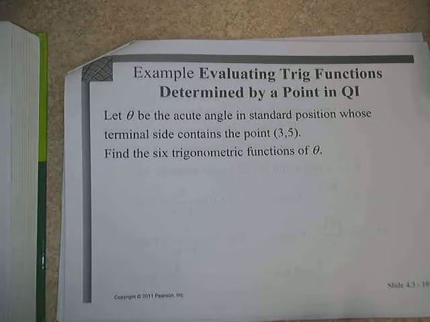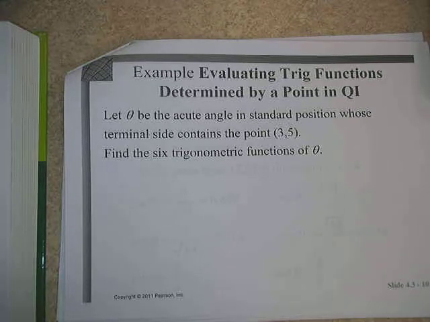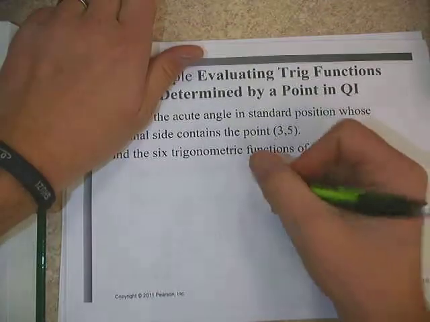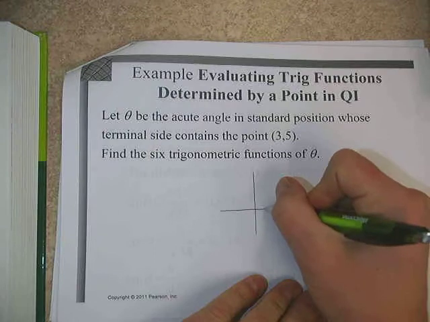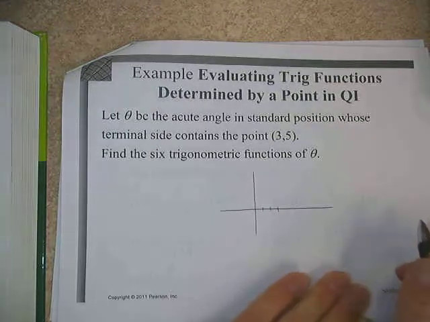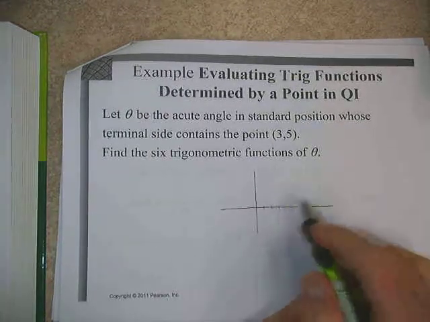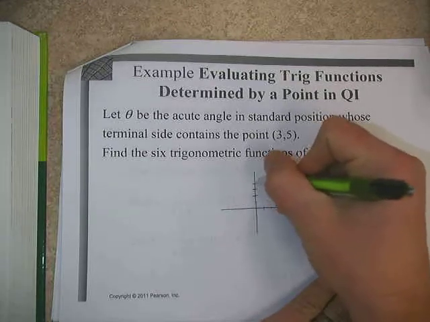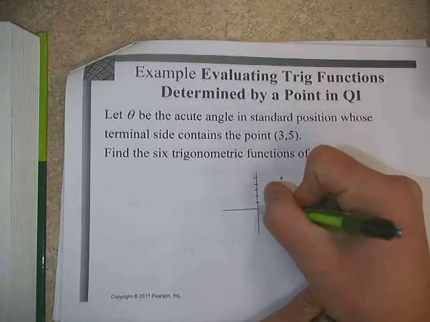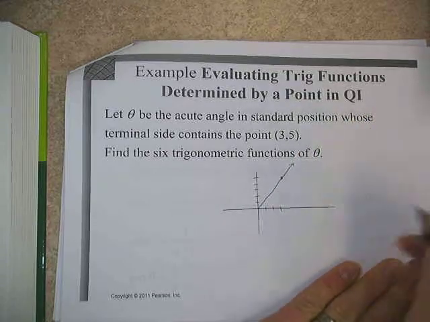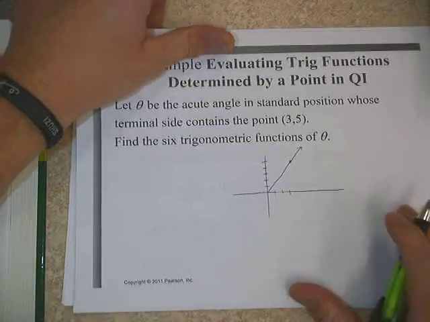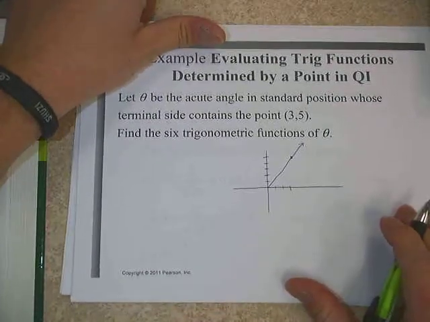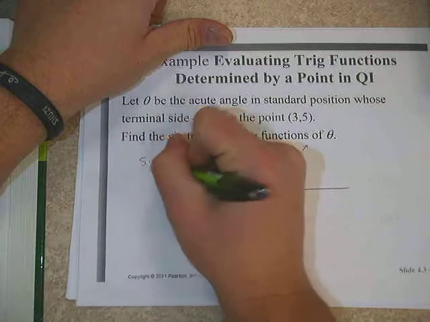Next problem we're going to do here, we're given directions that look like this. Let theta be an acute angle in standard position whose terminal side contains the point (3, 5), and we want to find the 6 trig functions of this theta. If I were to draw a picture here, keeping in mind the initial side is always going to be the positive x, I have (3, 5) as my point that this terminal side goes through.